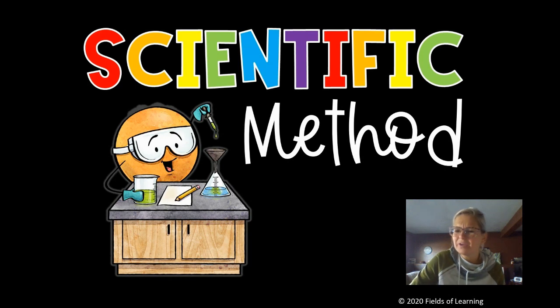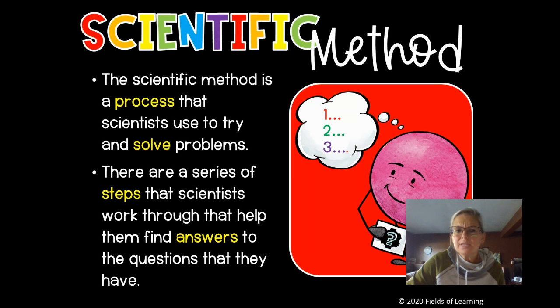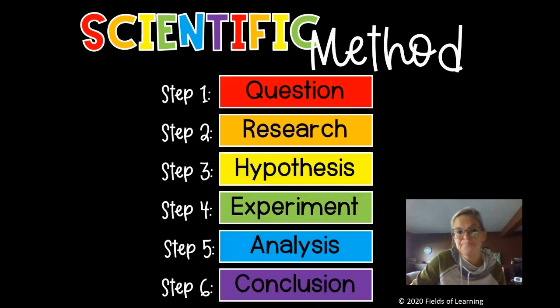Okay, so what do you think that means? Well, the scientific method is a process that scientists use to try and solve problems. So oftentimes, for example, last year when we would look at different experiments, or if we were watching Mystery Doug, he might stop and say, well, what do you think? And we would answer those questions. So that's just a process that scientists are using to try and solve those problems. There are a series of steps that scientists work through that help them find answers to the questions that they have. And so we're going to talk about those steps, okay?